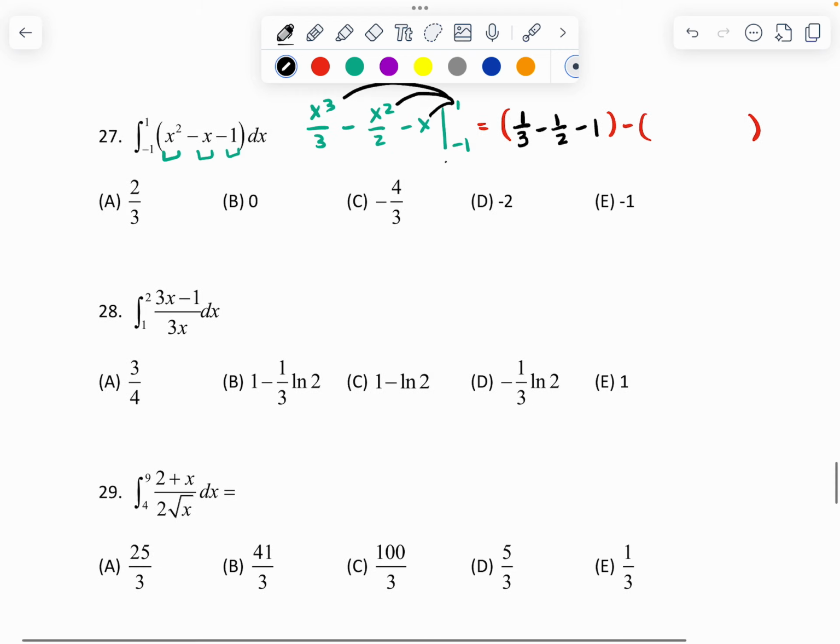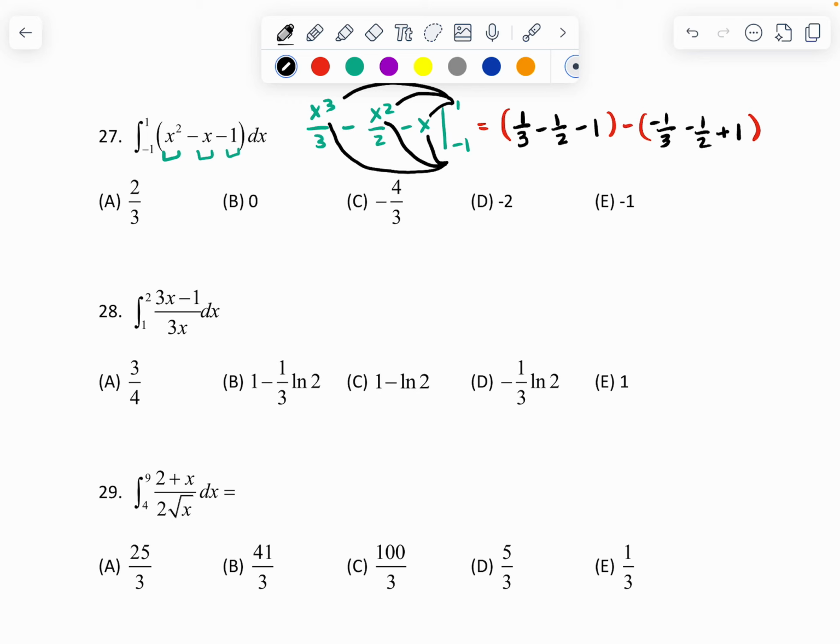Now, going back this way, if I plug a -1 into here, -1 cubed is -1 over 3. Then if I plug in a -1 into there, that's going to be +1 over 2, so it's just -1 over 2. And if I plug a -1 into there, a negative and negative are going to make a positive, okay?